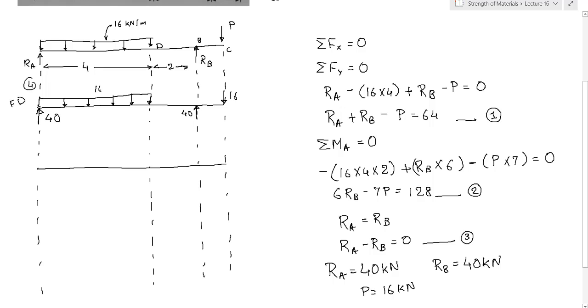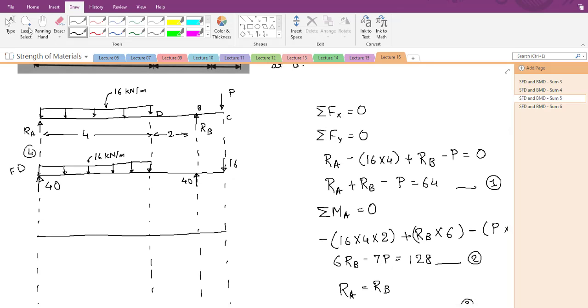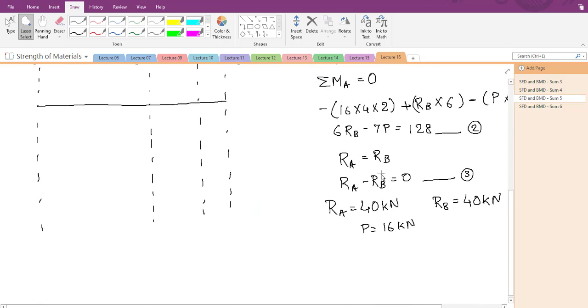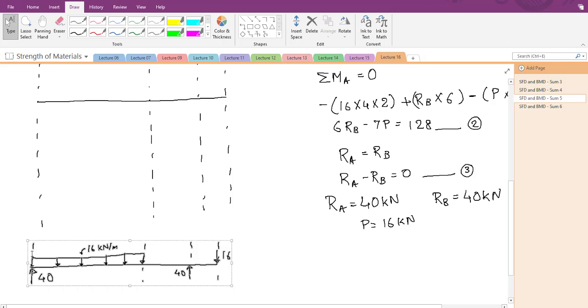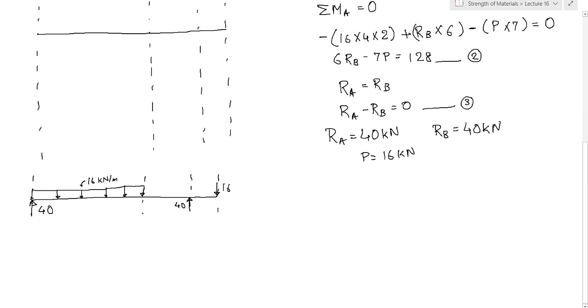So, and this is 16 kilonewton per meter, right? We have to draw the shear force diagram. So now for drawing the shear force diagram, I will just take this much material. I'll just copy this much so that I can use it again, and I will just paste it over here. And we can do the shear force calculations.